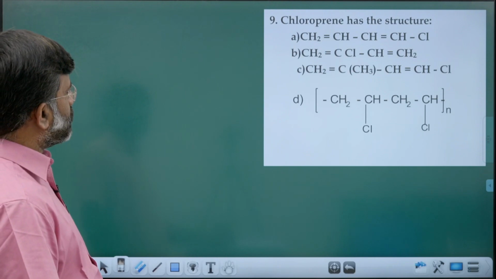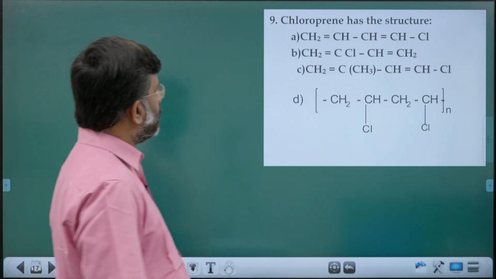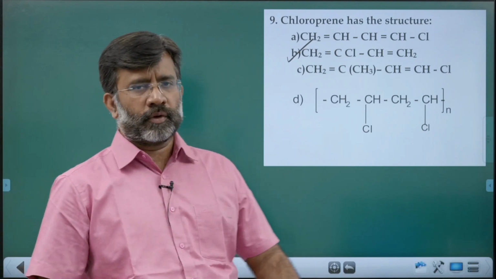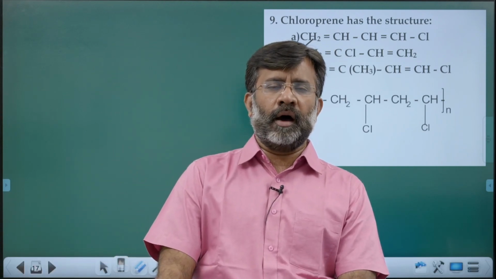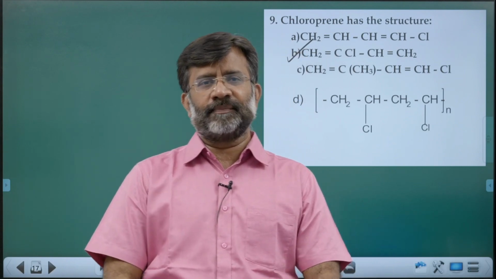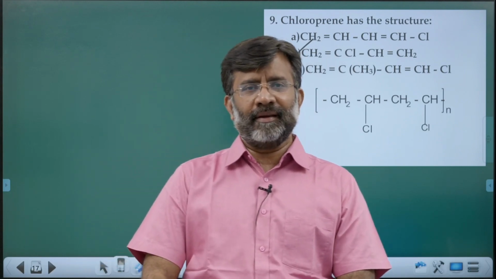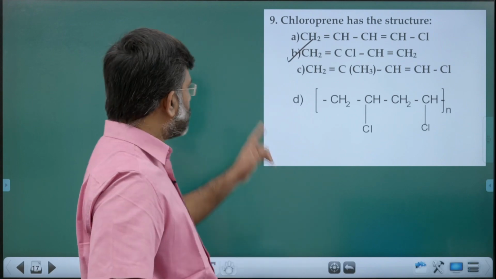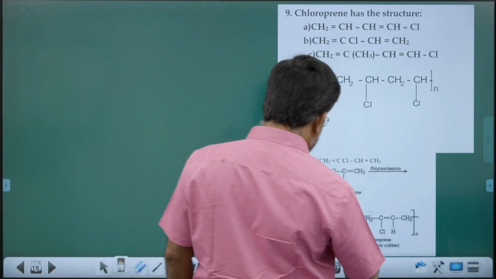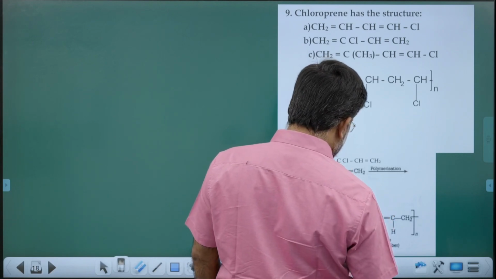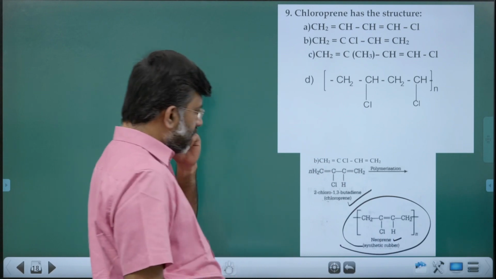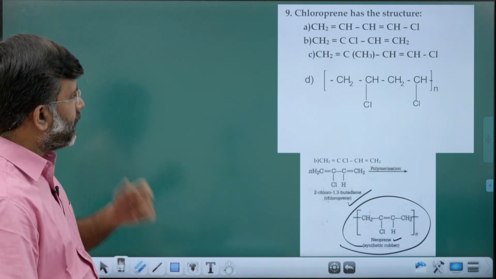Chloroprene has the structure. This is chloroprene, 2-chloro-buta-1,3-diene. The polymer of which is neoprene, artificial rubber. And this is chloroprene, 2-chloro-1,3-butadiene, which polymerizes, and you get neoprene, synthetic rubber, right? Next one.